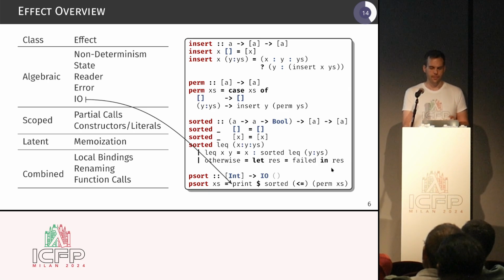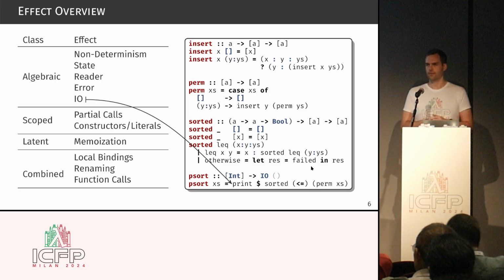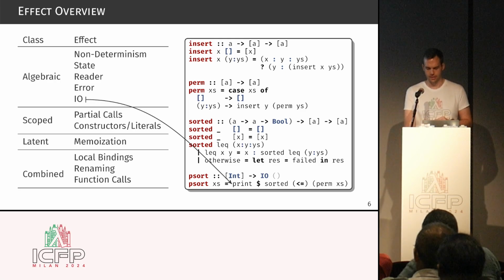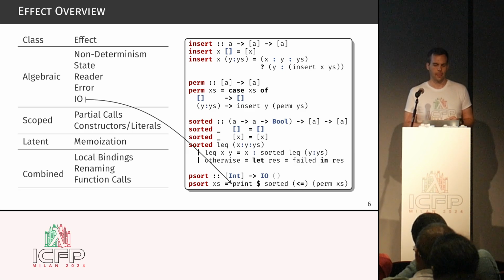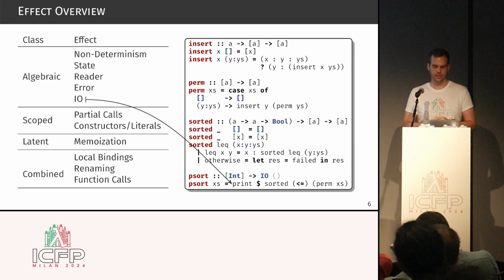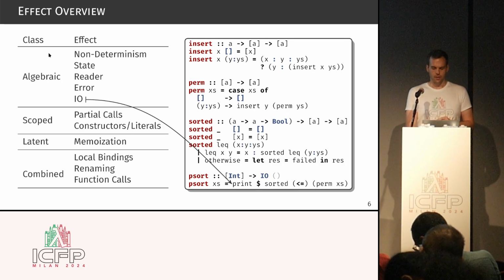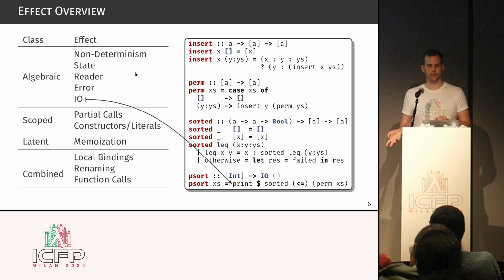Yeah, I'm skipping the error effect because I already put the let in here in a very, well, not required way, and I couldn't fit errors in here, so that's just for things like the error function or undefined. I also have I/O, and that's basically for the I/O functions. And this sort of ends the category of algebraic effects.